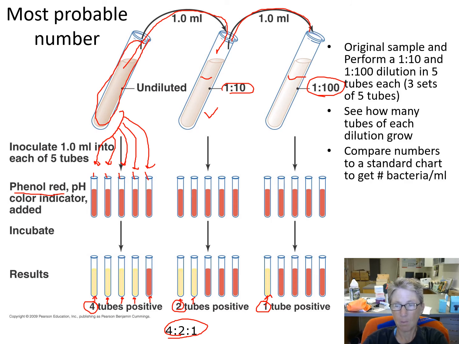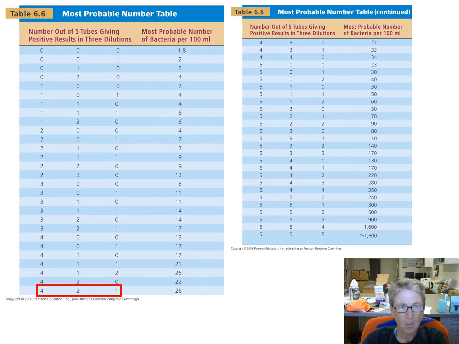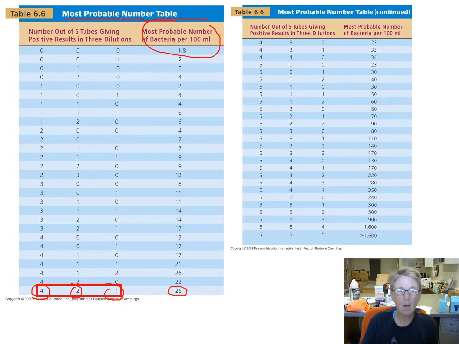Okay. Compare the numbers to a standard chart. So remember, the number is 4, 2, 1. So you come down here, the most probable number table. You can get this. It's in your book, but you can find it anywhere, probably online. And you see here's your series, 4, 2, 1. And then it'll tell you the most probable number of bacteria per 100 mil. So this tells you that you have 26 bacteria per 100 mil of sample or media. So that's kind of fun.